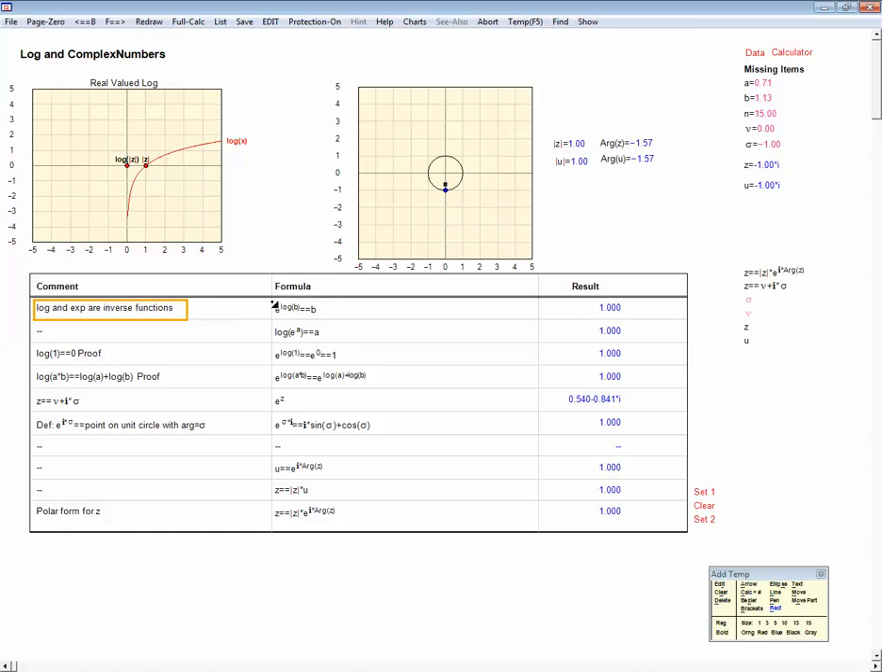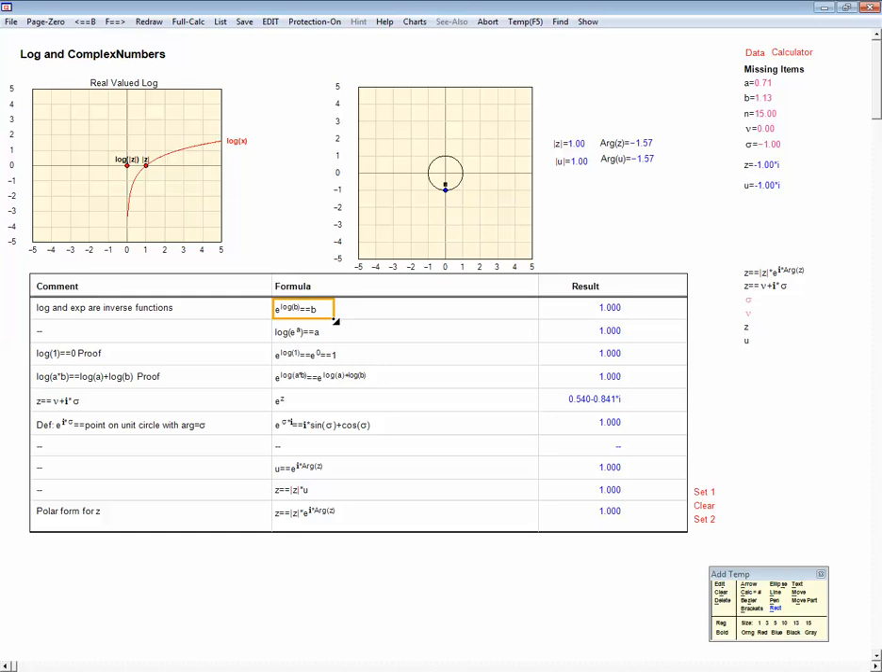In other words, these two things are true. E to the log b is just b, or reversing that, the log of e to the a is just a. Log and e are inverse to one another. And you use that fact to prove things about the logs. In particular, you usually use this one here. This is the one that leads to some proof.